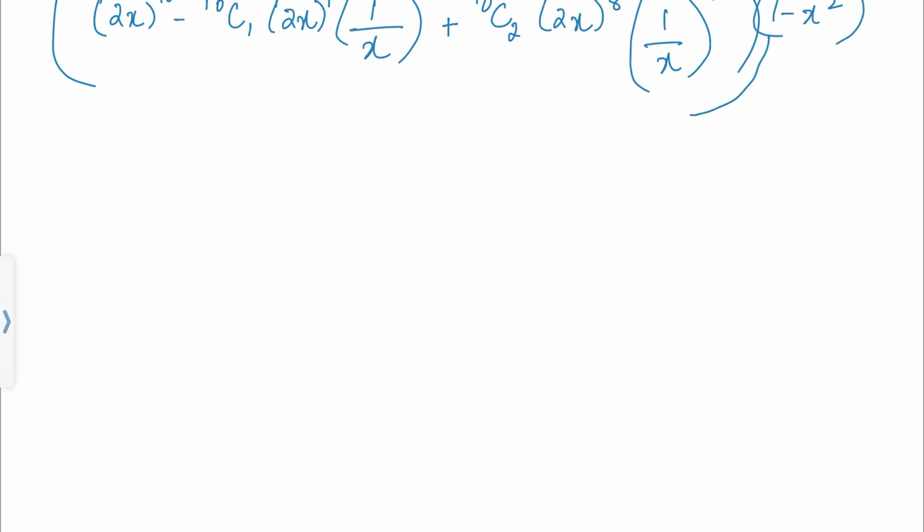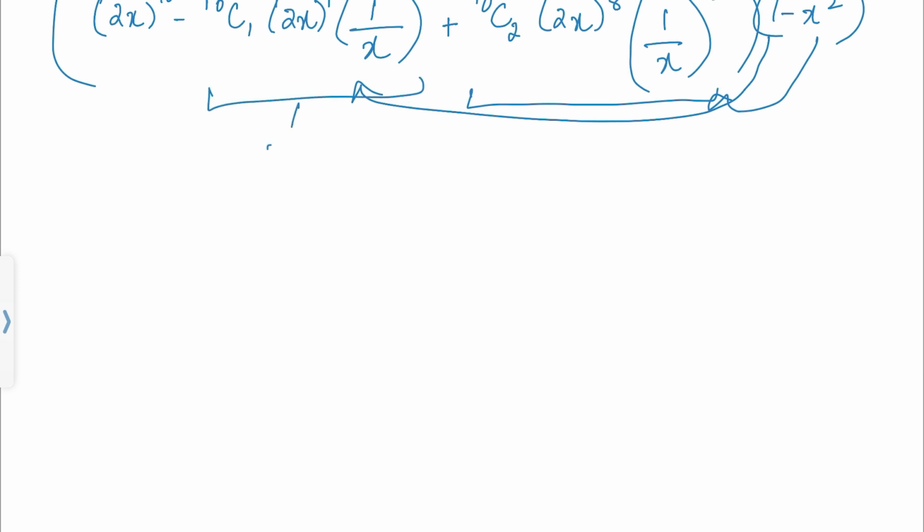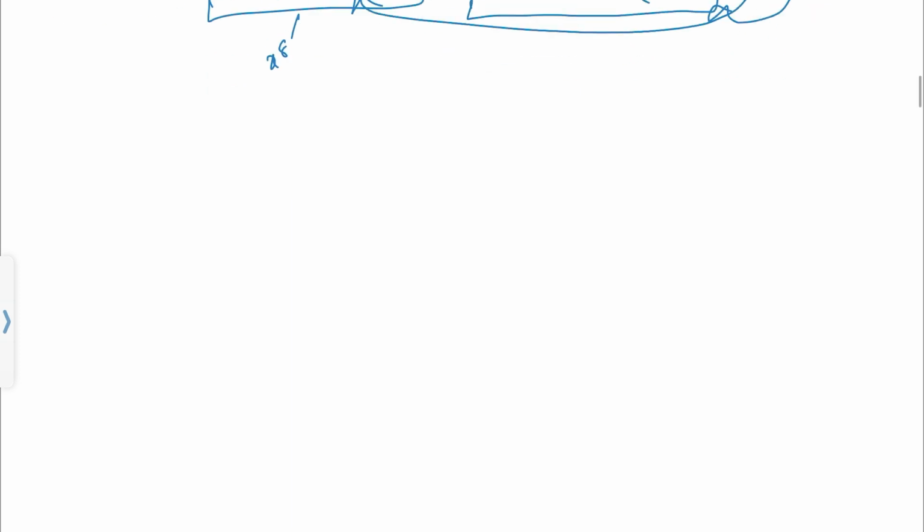So 1 would be multiplied by the power of x power 8, and x square would be multiplied by the power of x power 6. This whole would give us x powered 6 and this whole would give us x powered 8.